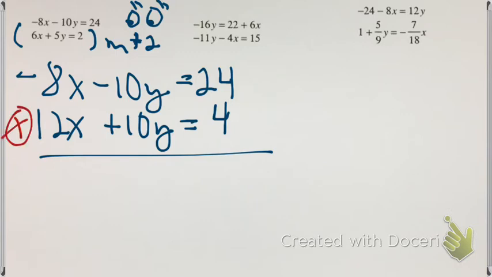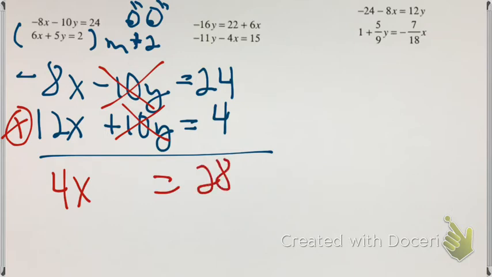Negative 8 plus 12 would give me 4x. Minus 10y plus 10y, goodbye. Those cancel. And 24 plus 4 is 28. So 4 times 7 is 28. So we got x equals 7. We got half of our solution.